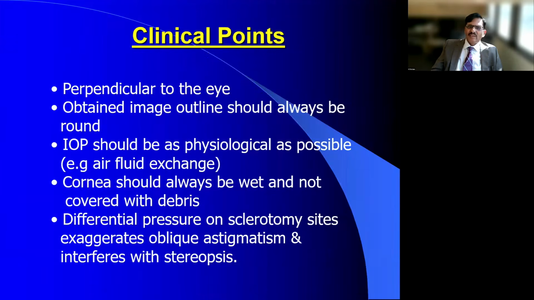So in summary, the clinical points relevant to a clinician, other than understanding the optics and the physiology of it, are that your lenses should be perpendicular to the eye so that you get a coaxial image, which is useful for you to do maneuvers. The image should always be round. When you put a lens in, if you're getting an oval contour of the image, that means your lens is not perpendicular to the eye, and is elevated in one area compared to the other meridians.